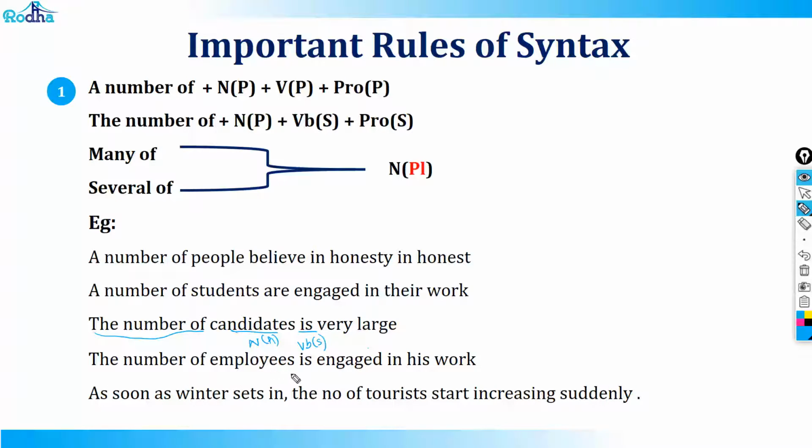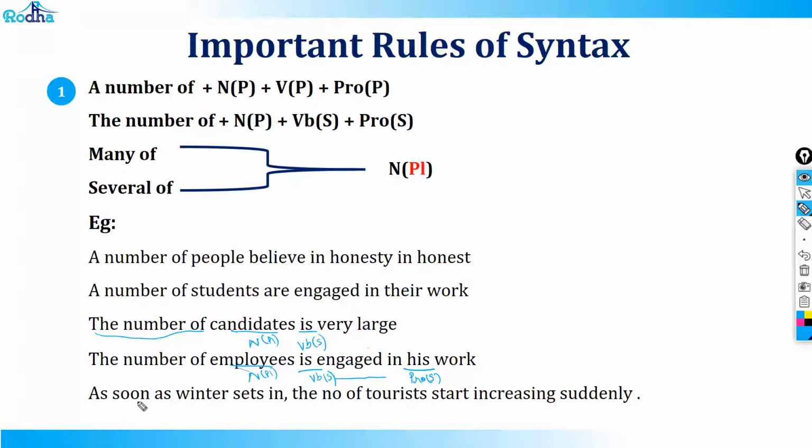The number of employees is engaged in his work. Now, the number of employees: the noun is plural. Why? Because we are writing number of, and we can count how many employees there are. That is why it is written the number of employees, a plural noun. But the verb should remain singular with it, because in this case we are definite about how many employees there are. Is engaged in his work. Why are we saying his work? Because the verb is singular, so the further pronoun should be singular.